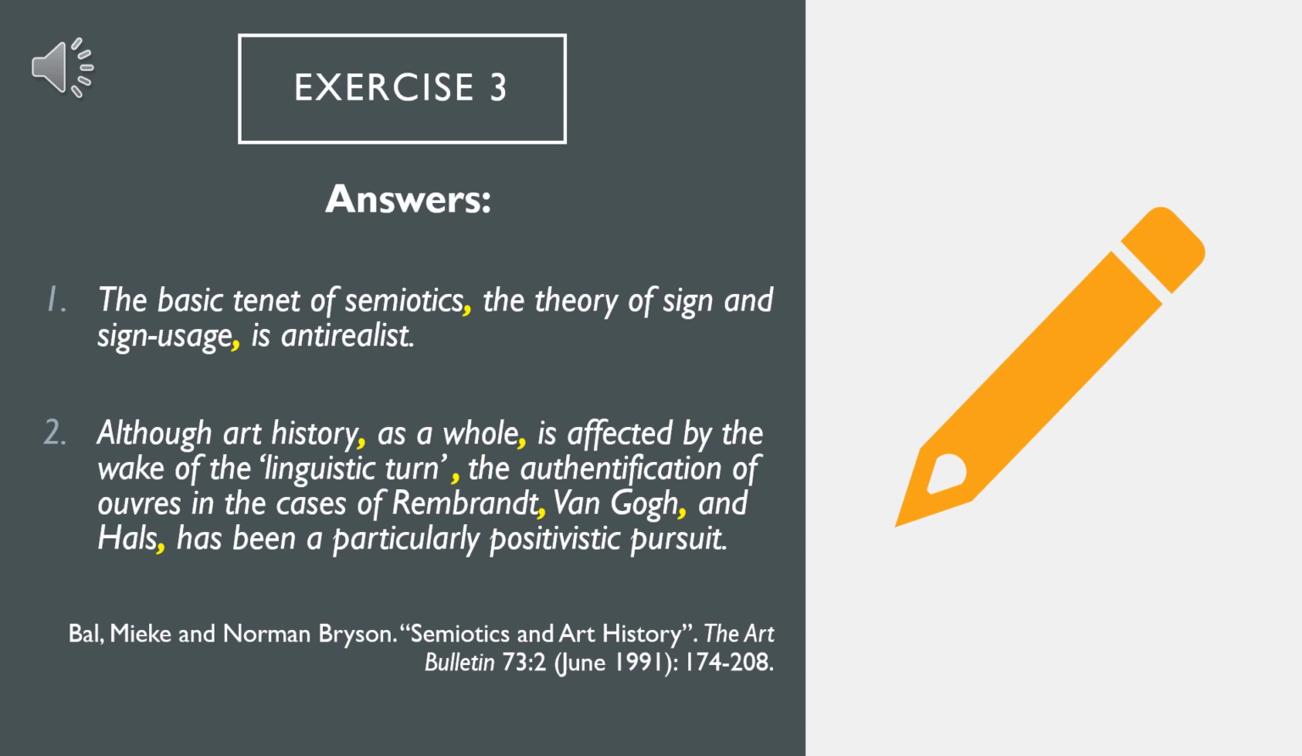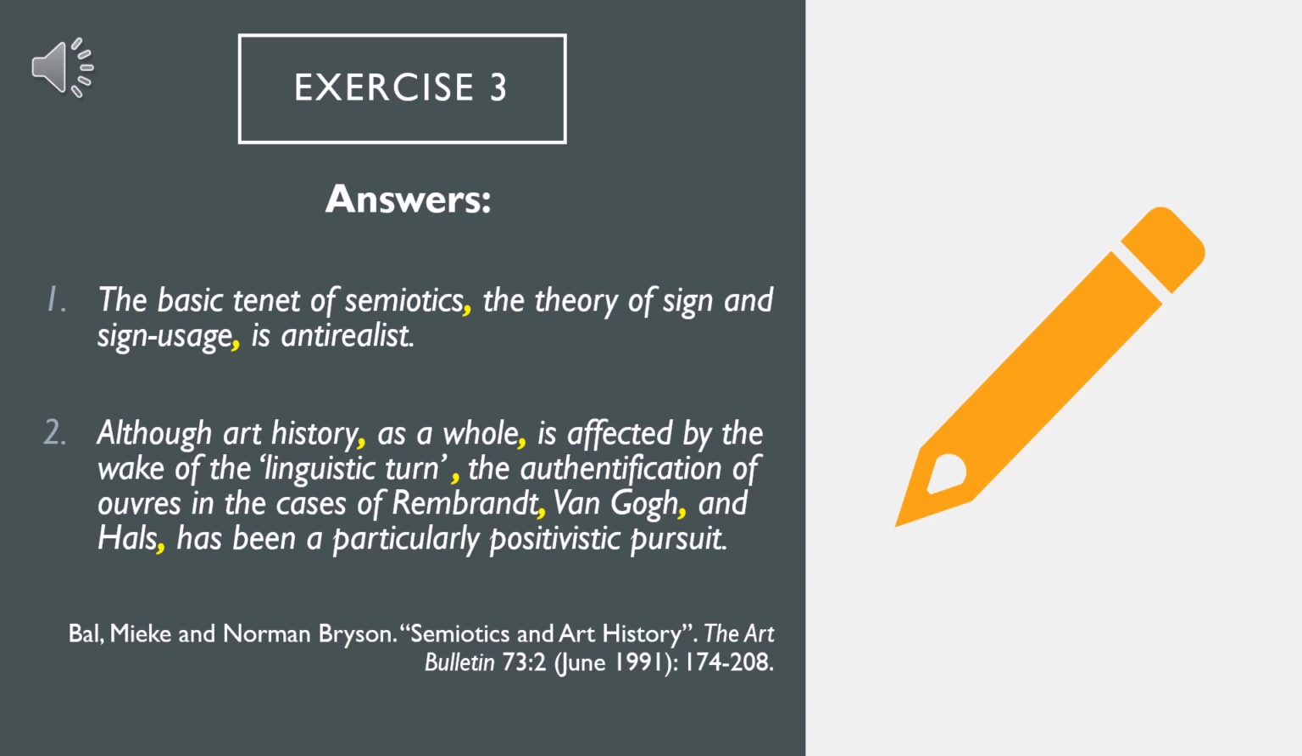If we removed this adjective clause, the sentence would still read perfectly. For example, the basic tenet of semiotics is anti-realist. This works with or without the extra information within the commas. The second sentence is a little trickier.